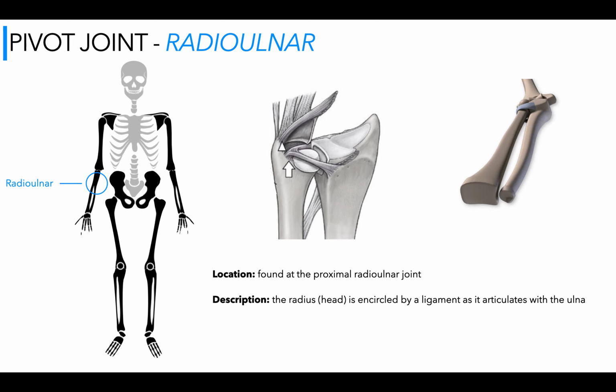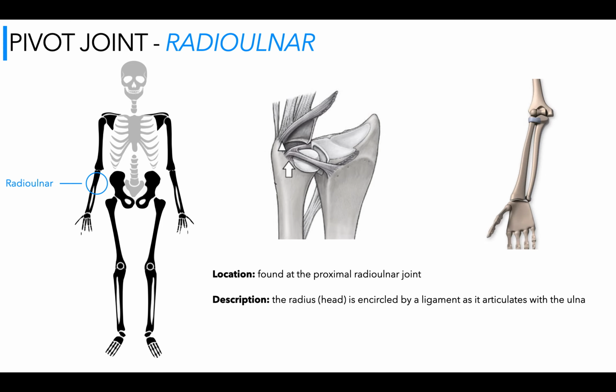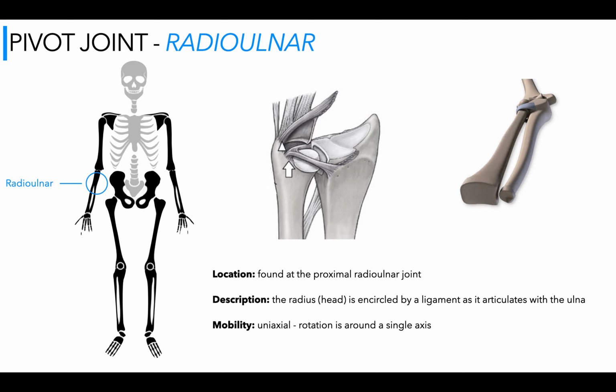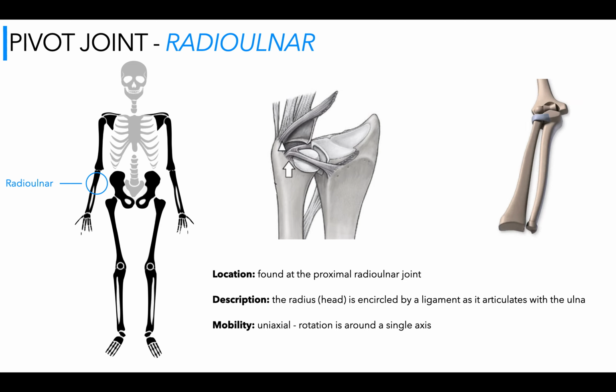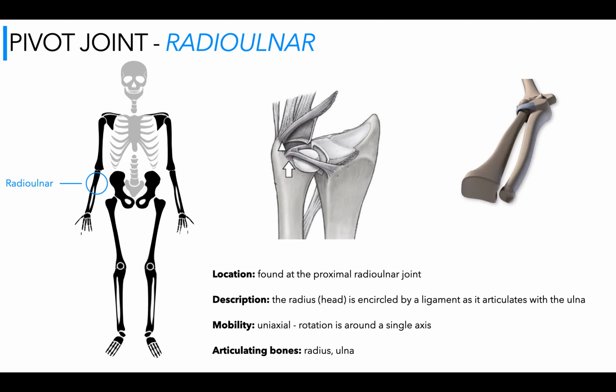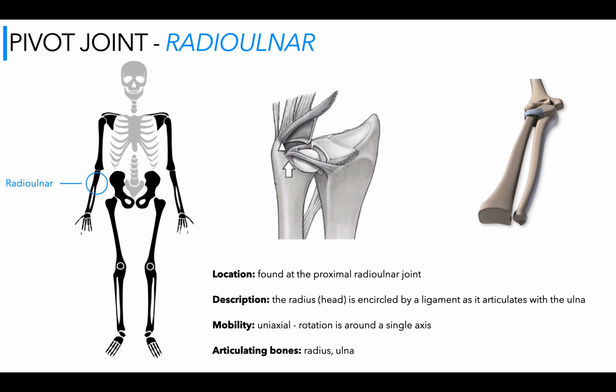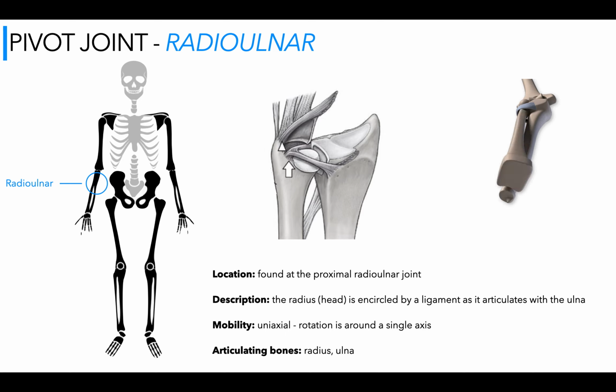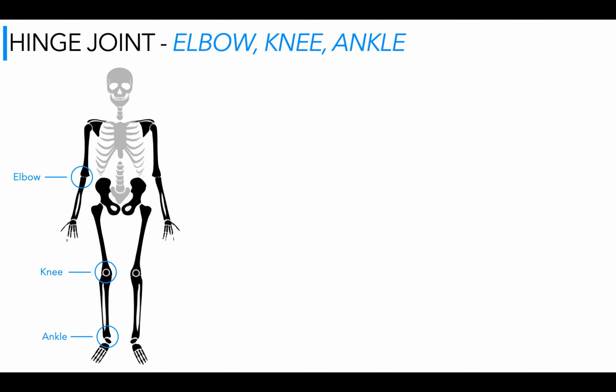So how do we describe the radio-ulnar joint? The radius is encircled by a ligament, as you can see in that image, as it articulates with the ulna. Radio-ulnar joint, uniaxial, we've got rotation happening, and the articulating bones are the radius and ulna. Okay, time for a second type of synovial joint, and this type is the hinge joint, a common joint in the body. I'm just going to cover these 3 on one slide, because what we've also got coming here is another uniaxial joint. We'll find these at the elbow, knee and ankle.